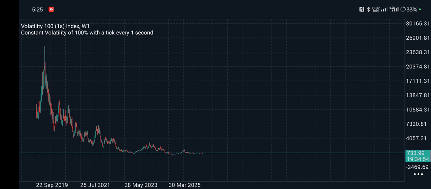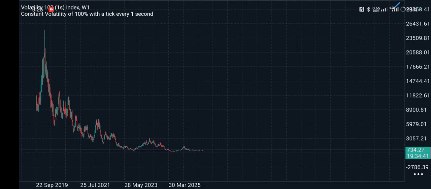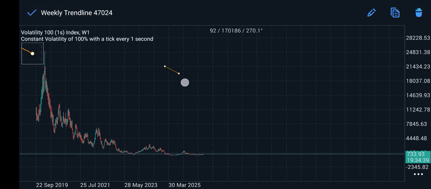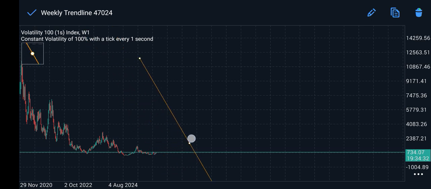So now a trend line is a straight line that connects two or more price points on a chart and extends into the future. That is, this is a trend line. They said a trend line is a straight line. So this is what it means. You can see this my line here. This is a trend line. It is a straight line that connects two or more price points together. This is what we mean by trend line.